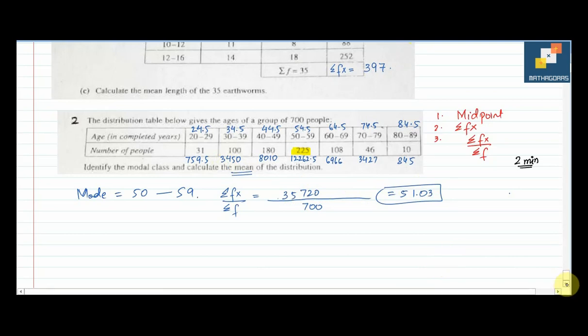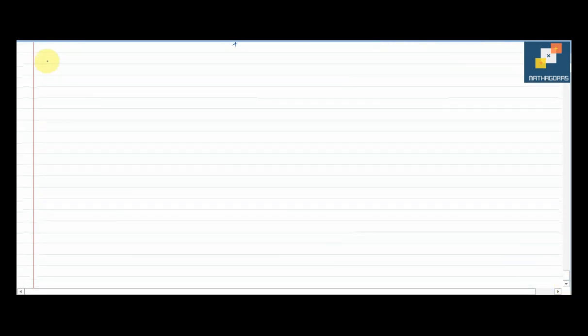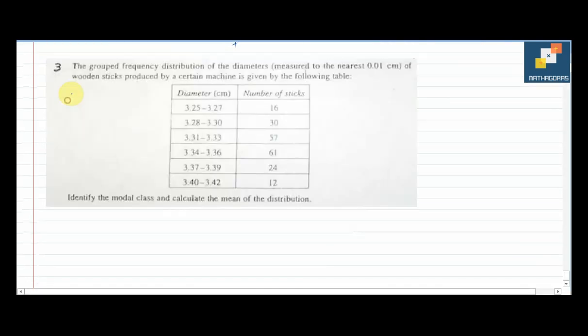Alright, moving on to the next one. Next question from your worksheet. Question number 3, the group frequency distribution of the diameters, measured to the nearest 0.01 centimeter, of wooden sticks produced by a certain machine is given by the following table. Identify the modal class and calculate the mean of the distribution.